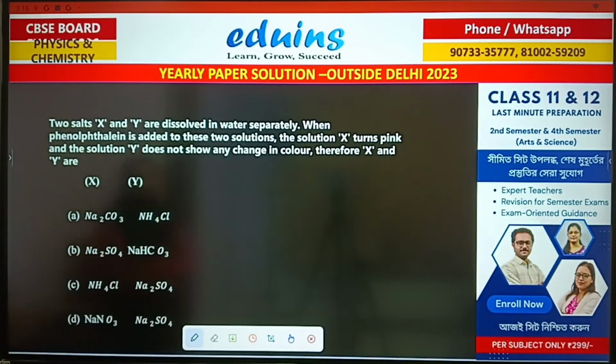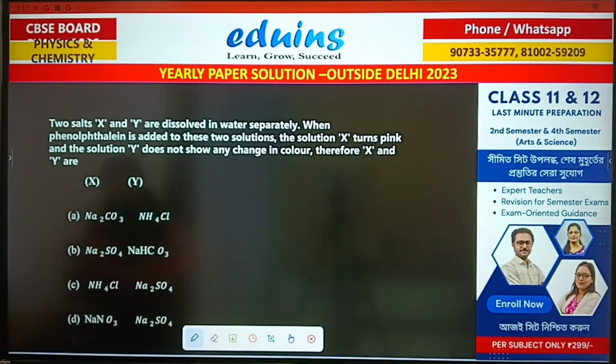Option A is X is Na2CO3, that means sodium carbonate, and Y is ammonium chloride. In option B, X is sodium sulfate and Y is NaHCO3, that means sodium bicarbonate. In option C, X is NH4Cl, that means ammonium chloride, and Y is sodium sulfate. And in option D, X is sodium nitrate and Y is sodium sulfate. So in those options, what will be the correct answer?